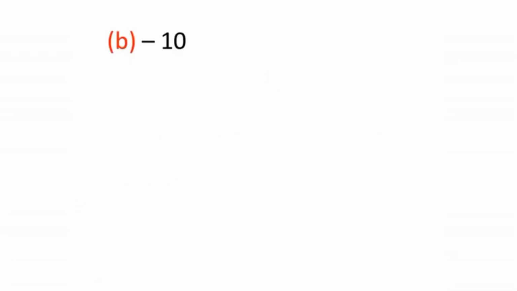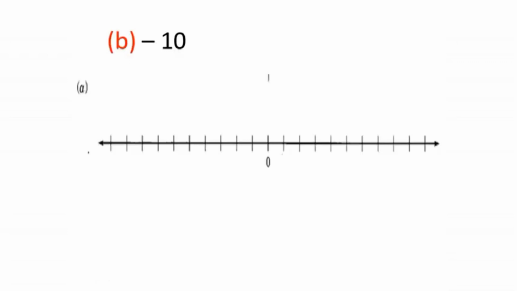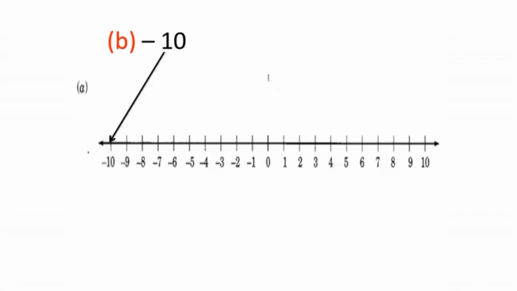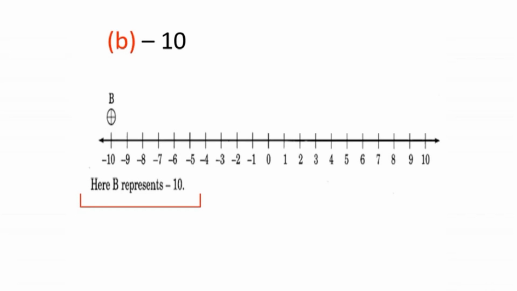Let's see another number, minus 10. In the same way, the midpoint is 0. On the right hand side the positive numbers come, up to 10 I have taken. On the left hand side the negative numbers come, up to minus 10 I have taken. You can see where minus 10 is. By physical appearance, which we can easily understand, minus 10 is at the left hand corner. So here B represents minus 10. I hope you have understood.